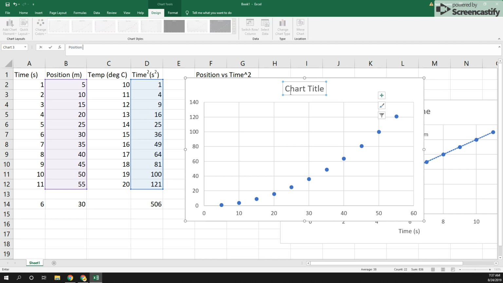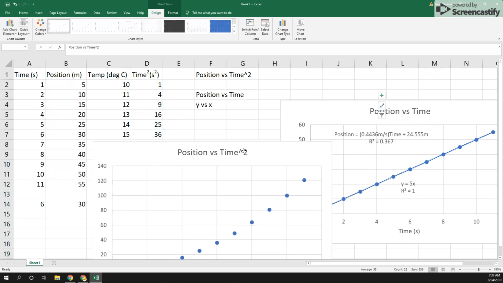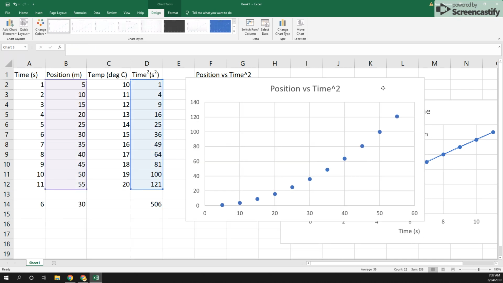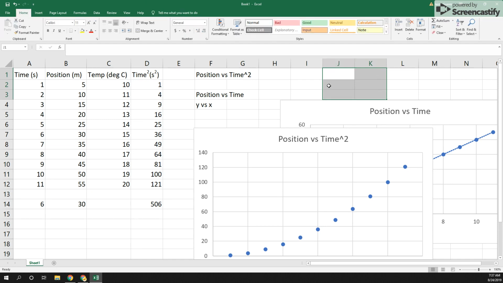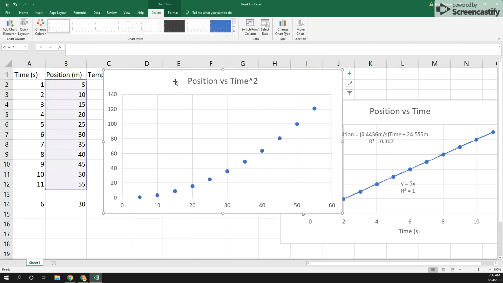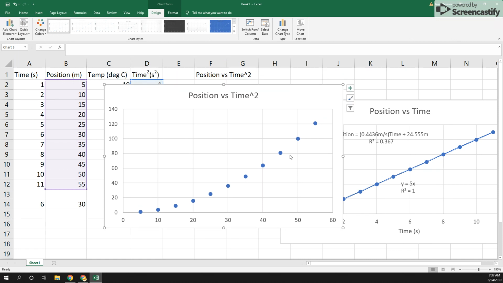So if I want position to be on the vertical axis, if I want this to be a position versus time squared graph, I have to do one of two things. Either I could go back to originally what I did, and instead of having these columns here, maybe I cut or copy and paste them over into column J and K or anywhere else, and I make my graph from there, making sure the time squared is on the left and position is on the right. That would be one way to do it.